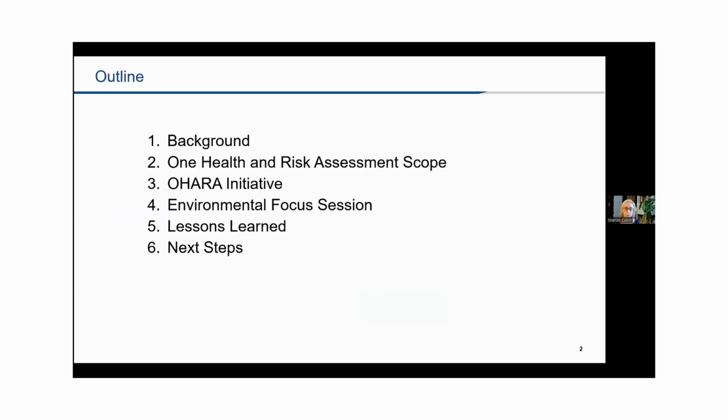So I'll start by providing a little bit of background for you, and then I'll go into talking about One Health scope and risk assessment scope, which are both very complex issues. And then I'll talk about our OHARA initiative in particular, and a little bit about our environmental focus session that we held recently. I'll talk about a few high-level lessons learned and then some next steps.